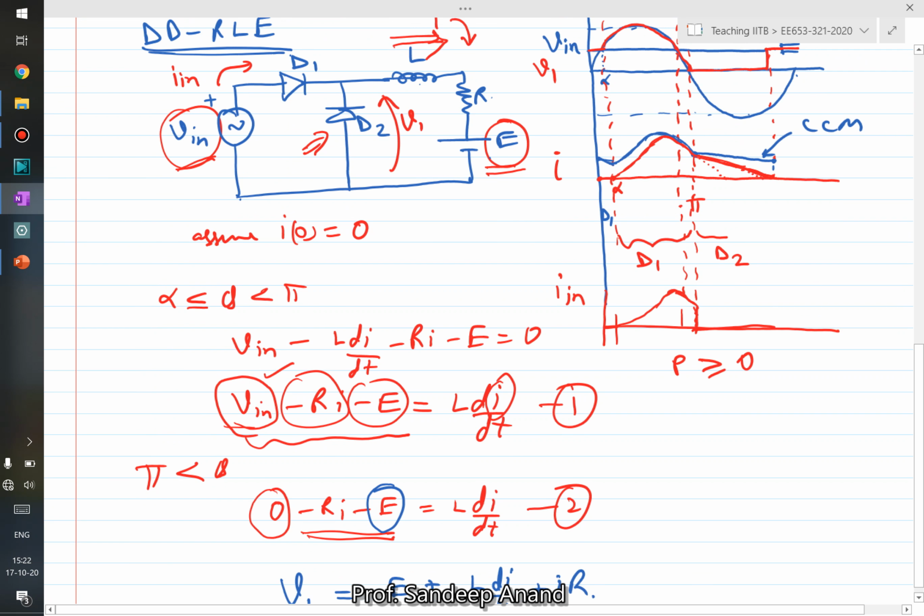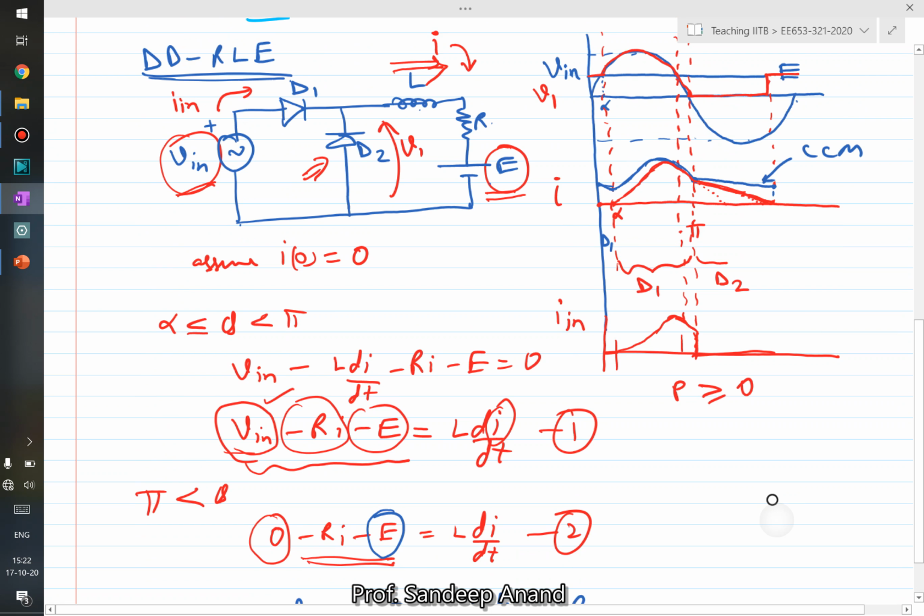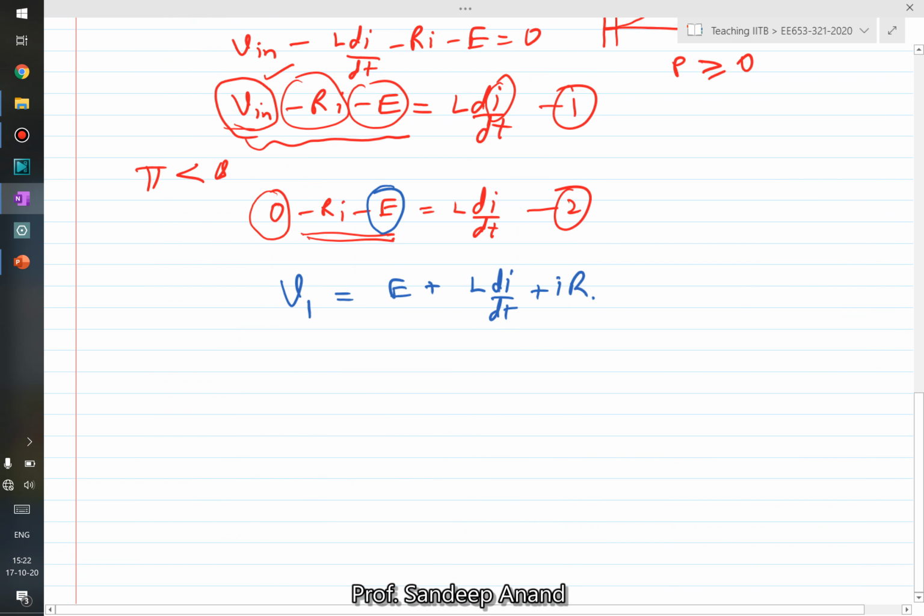What is V1? V1 is the voltage across the load. This is an instantaneous value, right? So of all of these parameters, E is a constant, but current is a function of time, and V1 is also a function of time. Now I can always integrate this equation with respect to dt over the complete period capital T, and I can do that on both sides, right?